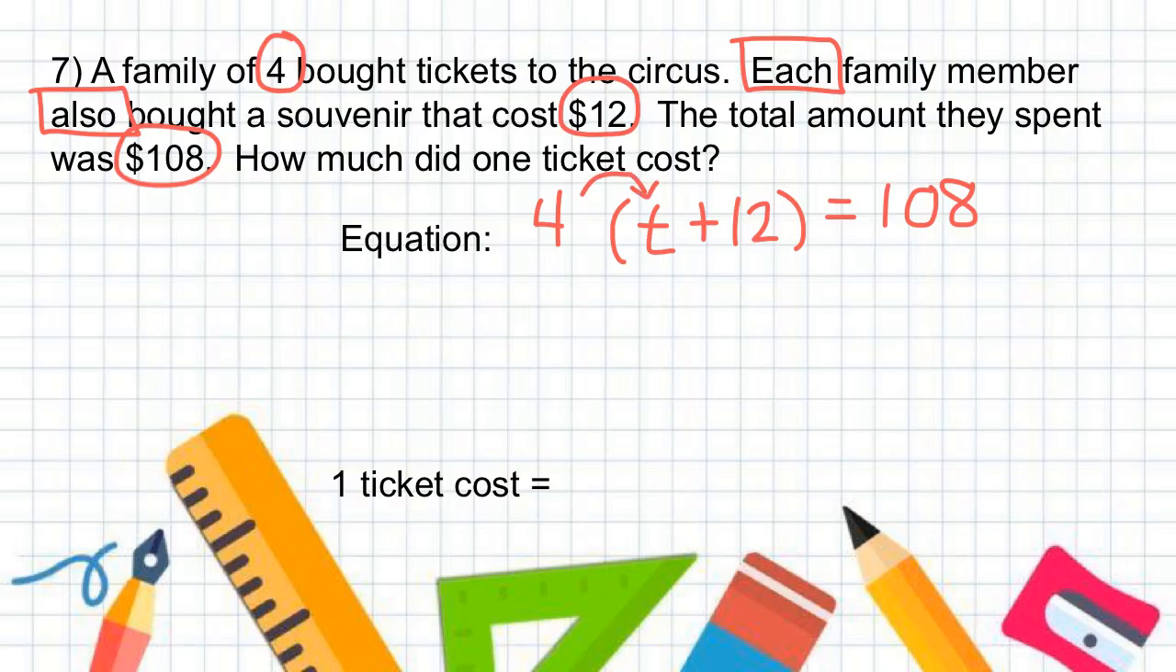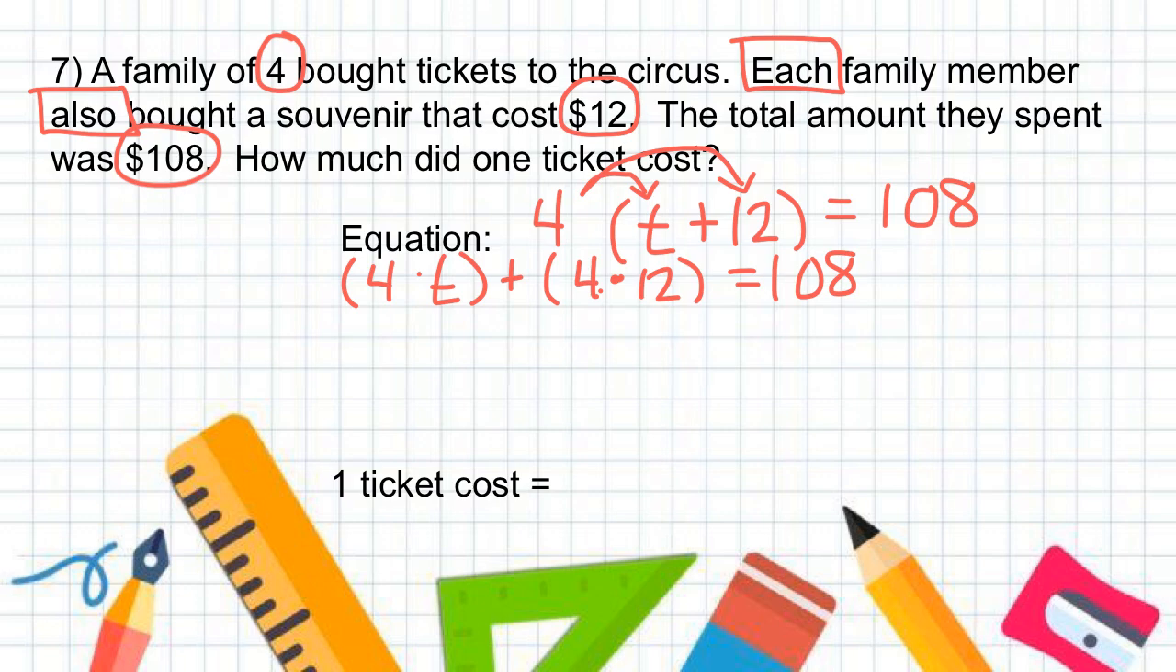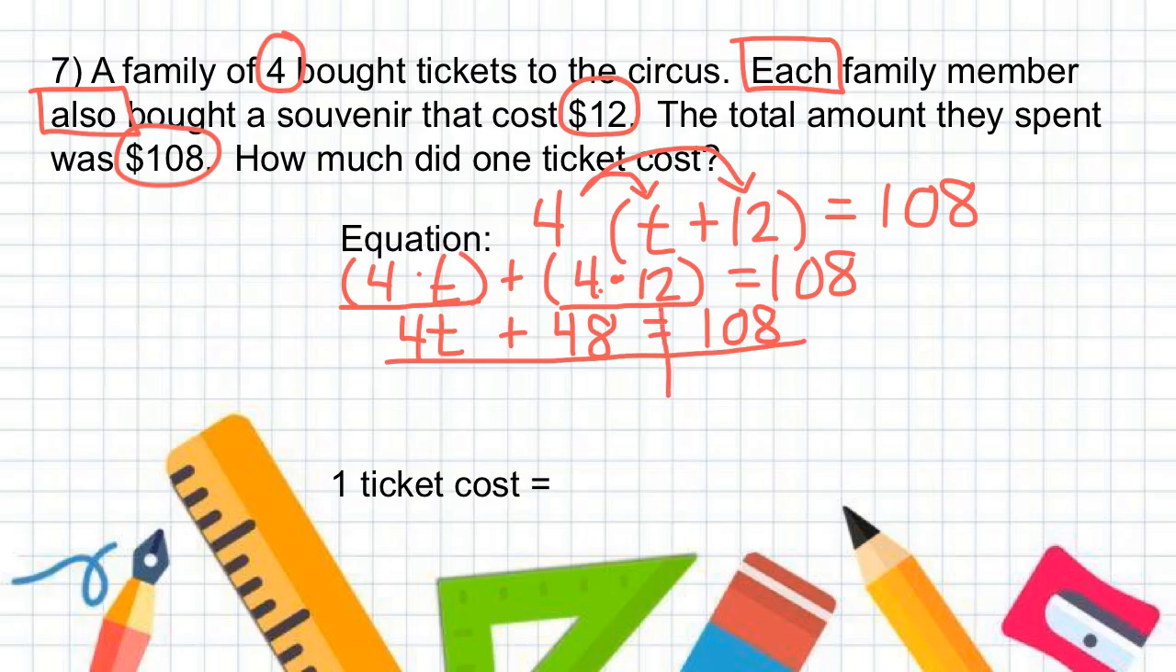All right, we are going to distribute 4 times t in the first set of parentheses, 4 times 12 in the second set of parentheses equals 108. 4 times t is 4t. 4 times 12 is 48. This is a two-step problem. We're going to eliminate this constant first.